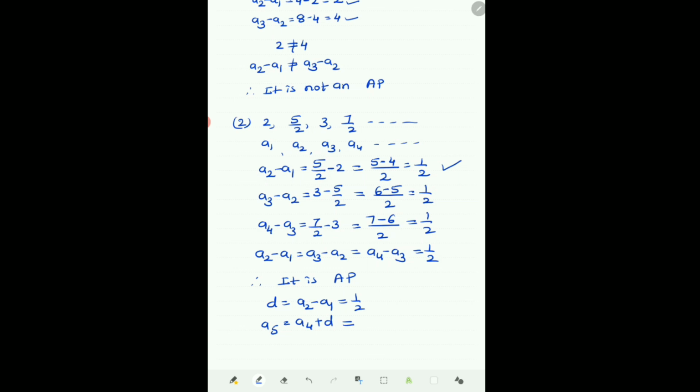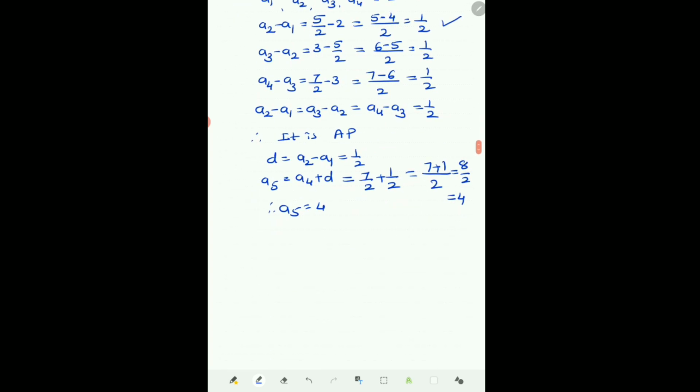That is, A4 is how much? A4 is 7 by 2 plus half. D. What is D here? D is half. So add half to 7 by 2. Then here becomes 7 plus 1, that is 8 by 2, that is equals to 4. Therefore, A5 is equals to 4.